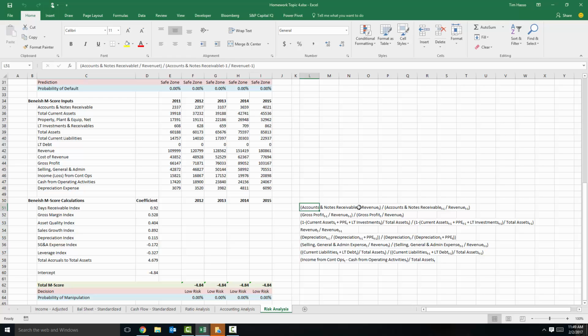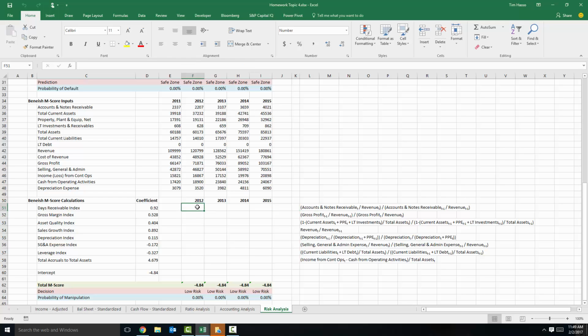Now you'll note that I've used these subscript T, and then you have T minus 1. T just means that it's in the same year. So if we wanted to calculate days receivables index for 2012, I would use the 2012 accounts and notes receivable when it says T, and if it says T minus 1, I would use the 2011 value.